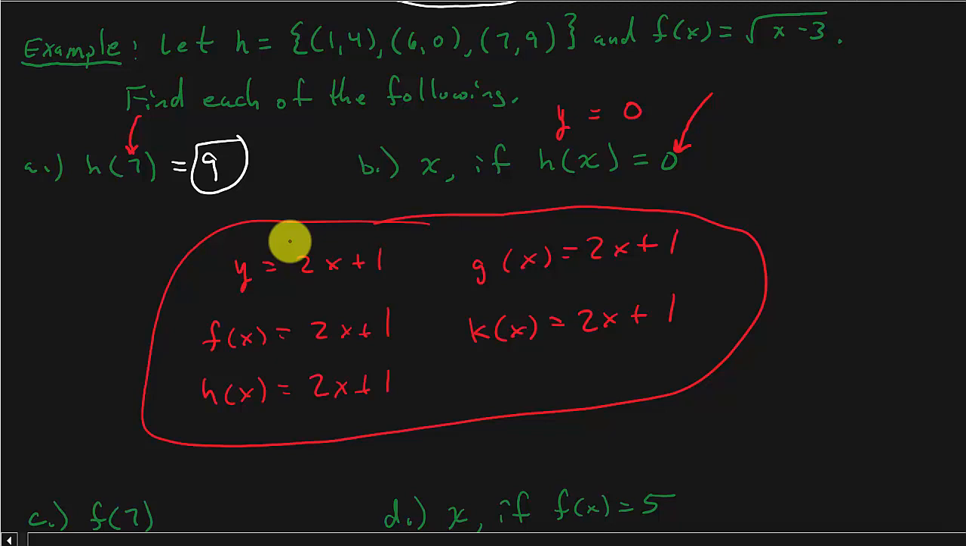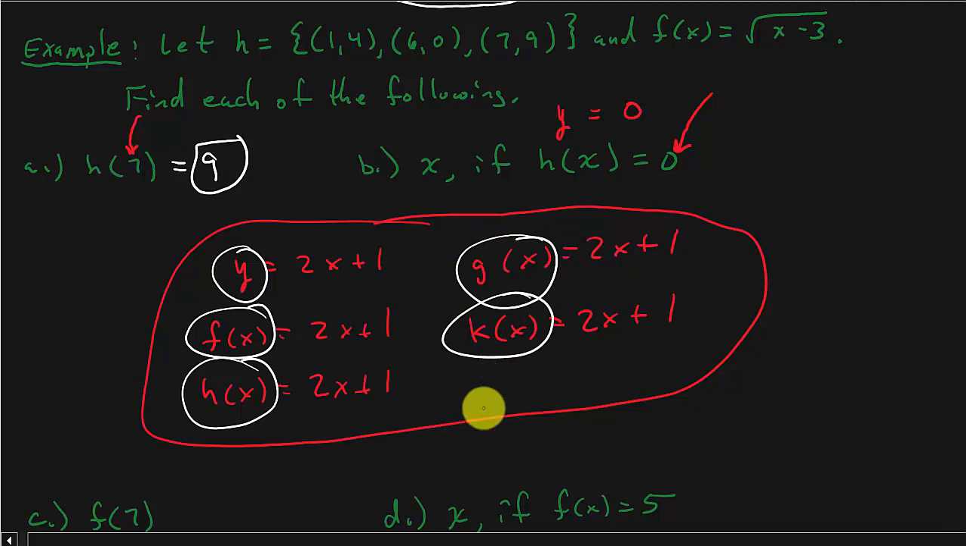It's just that instead of using a y, I used f of x, or h of x, or g of x, or k of x. It's the same thing. This right here does not mean f times x. This is just like saying y equals 2x plus 1. This is function notation. This is just a different way to represent it, okay? And it comes in handy if you're dealing with a bunch of functions.